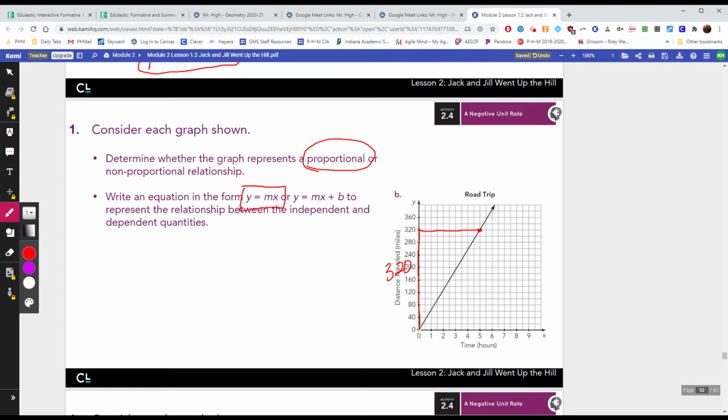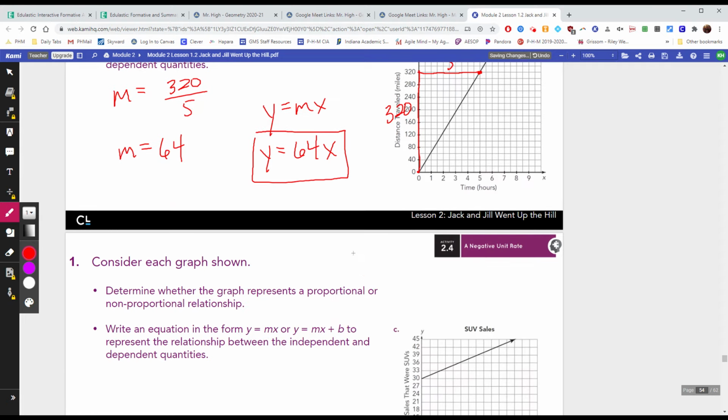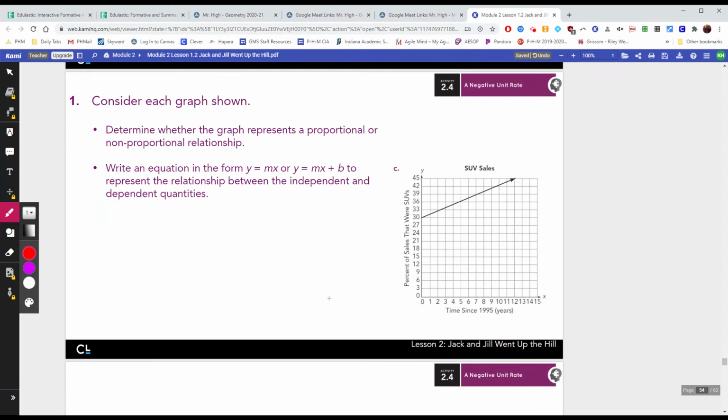Horizontally, I was at 0. And now I'm over at 5. So that's a distance of 5. So my slope is vertical change over horizontal change. If I simplify that, so if I do that division, I get 64. So the equation would be y equals mx, and if m is 64, the equation would be y equals 64x.